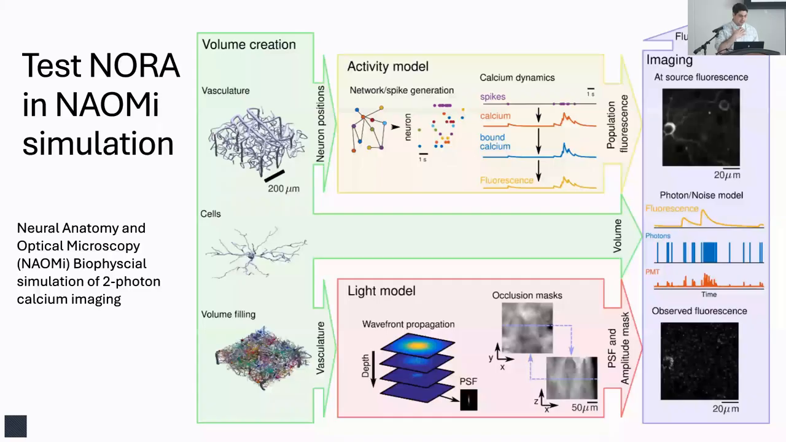So what we leveraged is a piece of work that I had done a little while back called the Naomi simulator, the neural anatomy and optical microscopy simulator. It is a biophysical simulator, so it builds in silico tissue, vasculature, cells, dendrites, axons. It grows them all using essentially anatomical information that we've collected over the decades. It creates activity for these cells based on biophysical models of calcium interactions and action potentials.